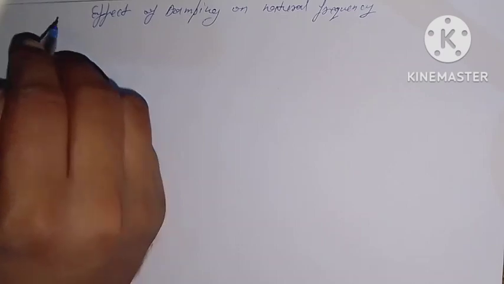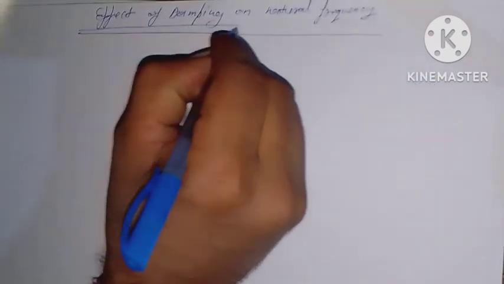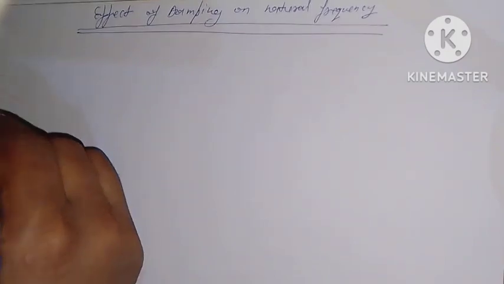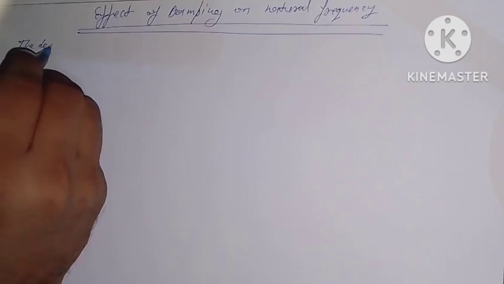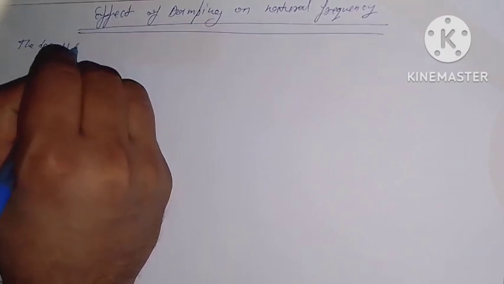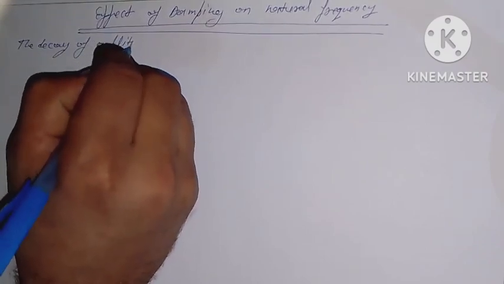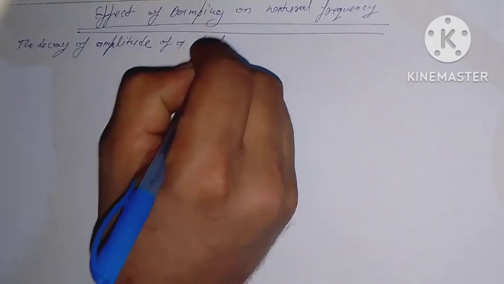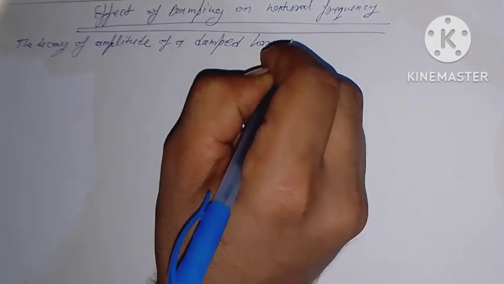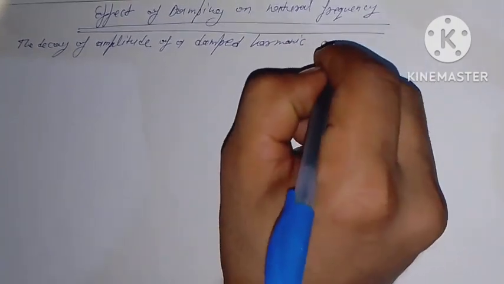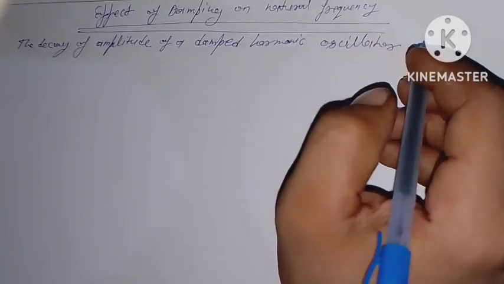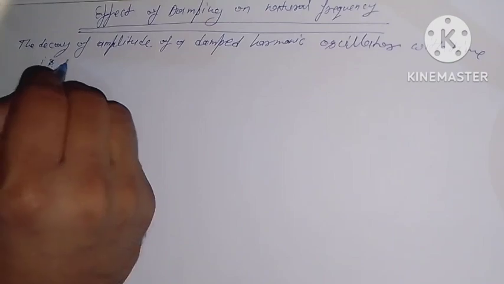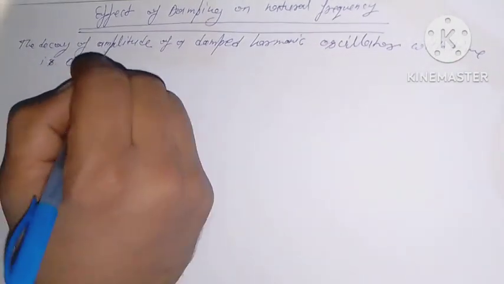Effect of damping on natural frequency. The decay of amplitude of a damped harmonic oscillator with time is called damping.